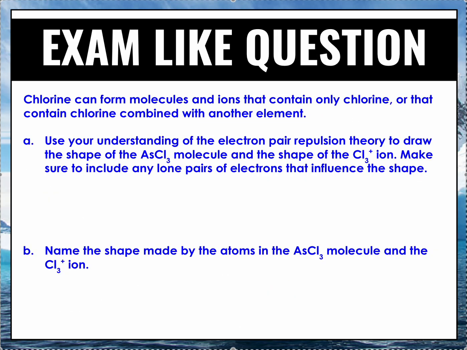Okay, here is an exam-like question for you. Chlorine can form molecules and ions that contain only chlorine or that contain chlorine combined with other elements. Use your understanding of the electron pair repulsion theory to draw the shape of the arsenic chloride molecule and the shape of the chlorine 3 plus ion. Make sure to include any lone pairs of electrons that can influence this shape. You may have to look up the chlorine 3 plus ion so that you can know what the Lewis dot structure is, okay? And then name the shape made by the atoms in the arsenic chloride molecule and the chlorine 3 plus ion, okay? This is what you're going to be turning in before you leave class.